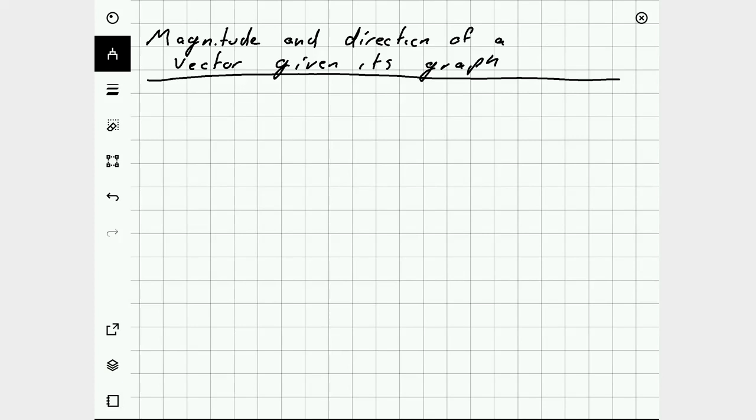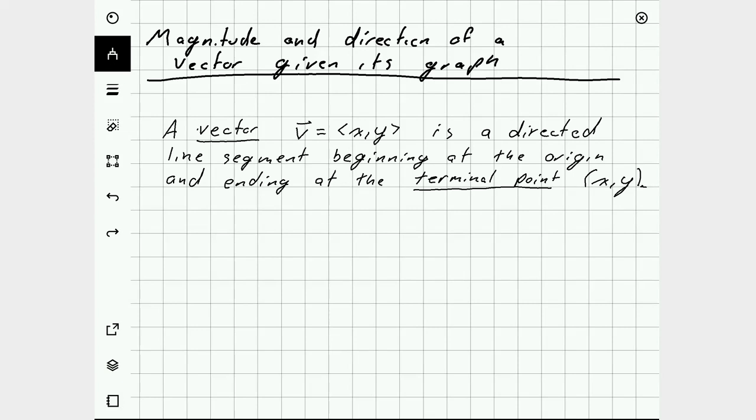Magnitude and direction of a vector given its graph. To get started with this, start off with the idea of a vector itself.